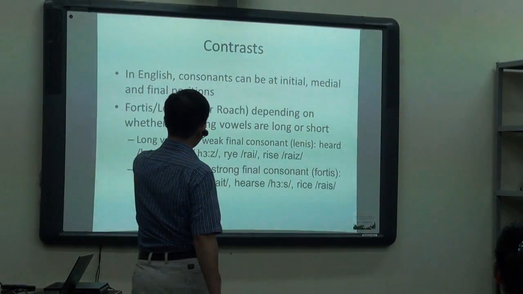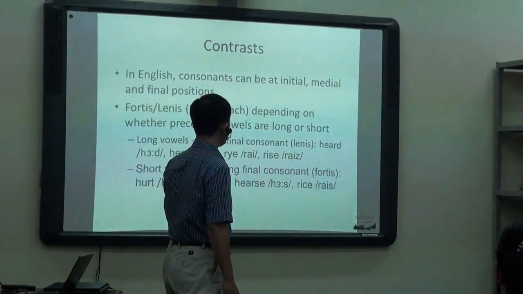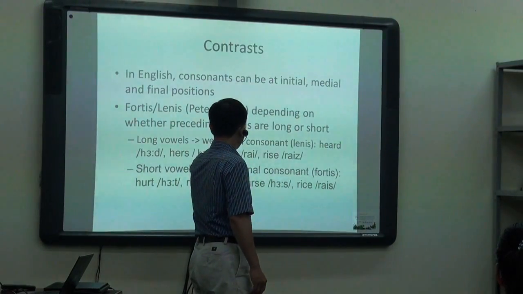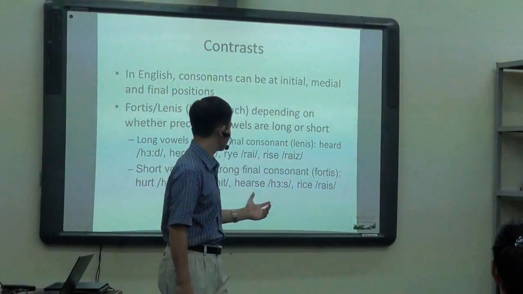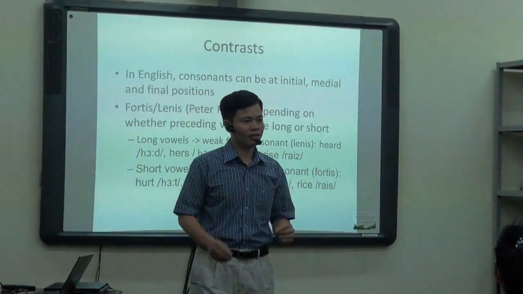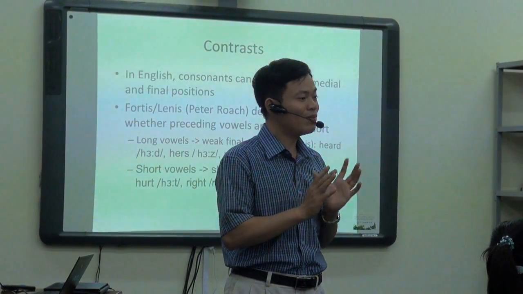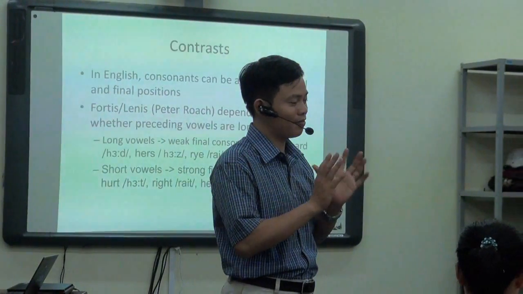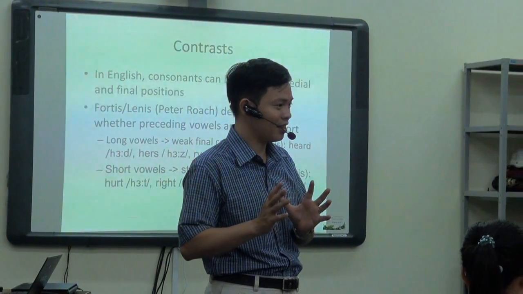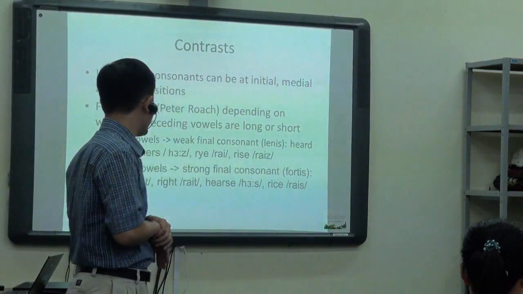While in the case of short vowels, these consonants become stronger. So if you look at the contrast between hers and hers, you see that in this case the final sound is stronger. So there is an influence of the vowels onto the tempo and the sound qualities of the neighboring consonant. Right?